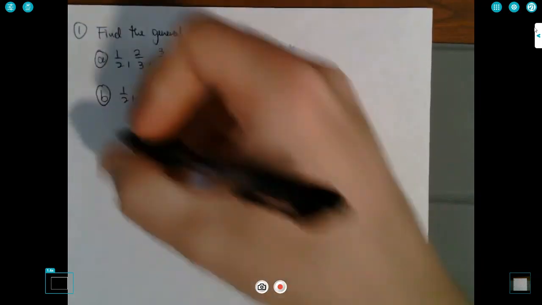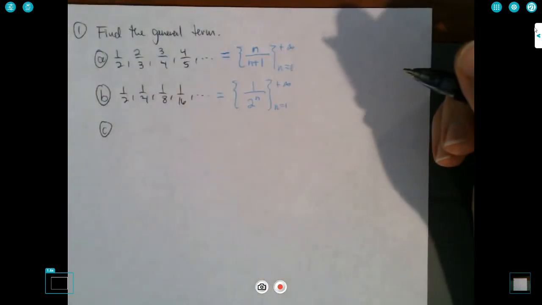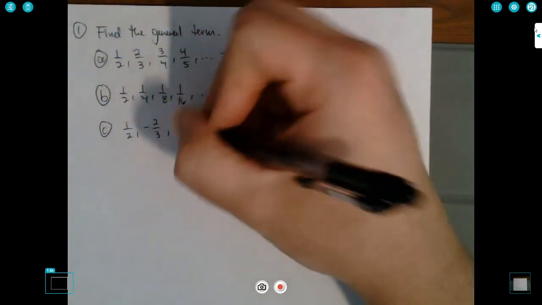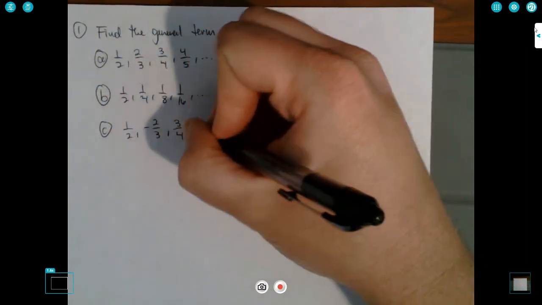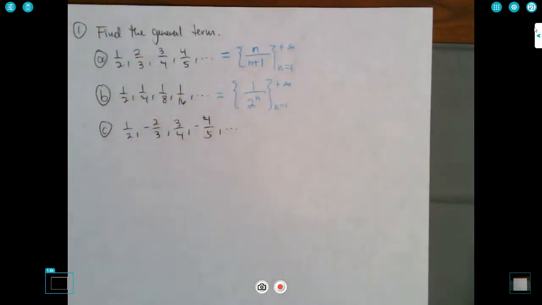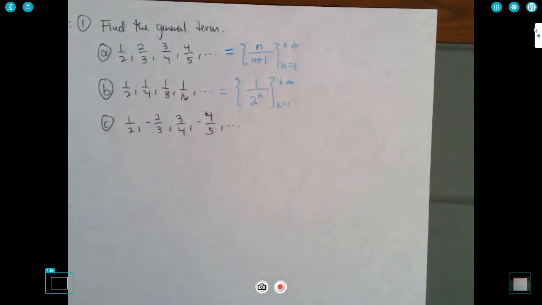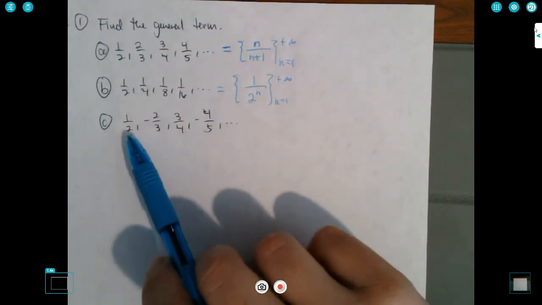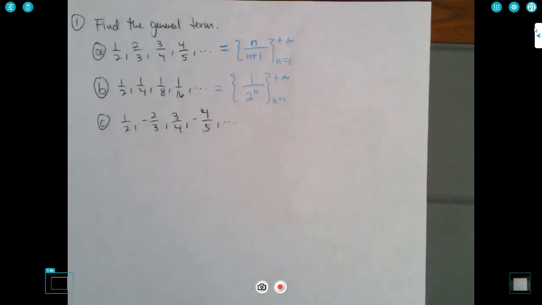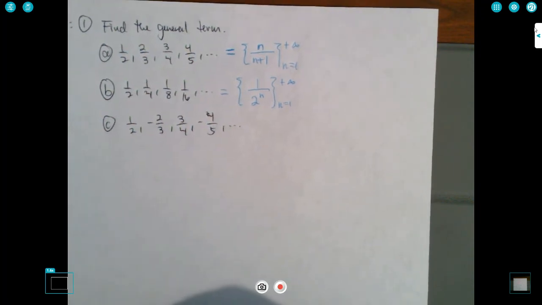Okay. Let's do 1/2, -2/3, 3/4, -4/5, and so forth. Again, give the video a pause, but notice that this is the same thing as part A, just alternating the signs. So you'll have to figure out how to do that. Give the video a pause, see if you can figure it out.